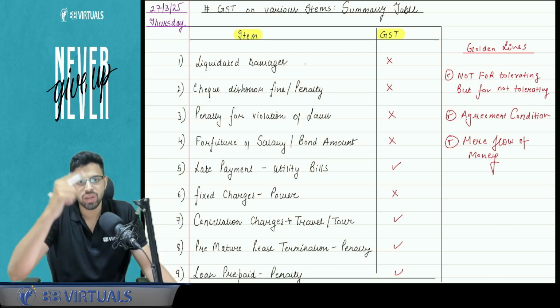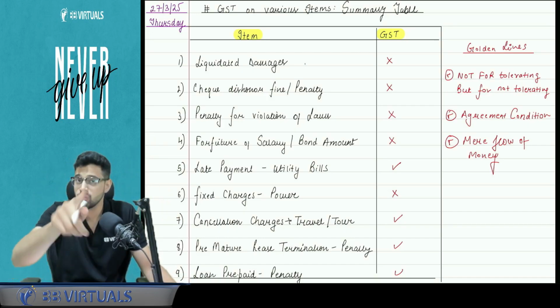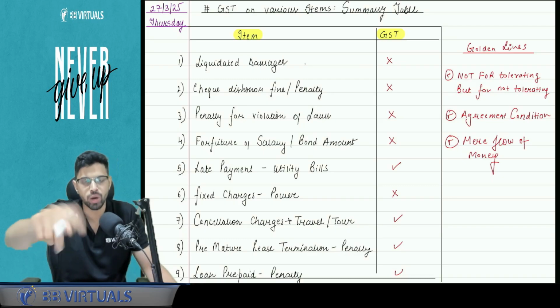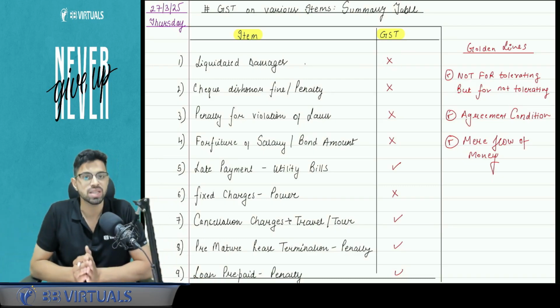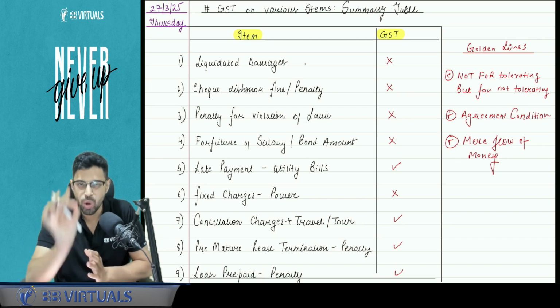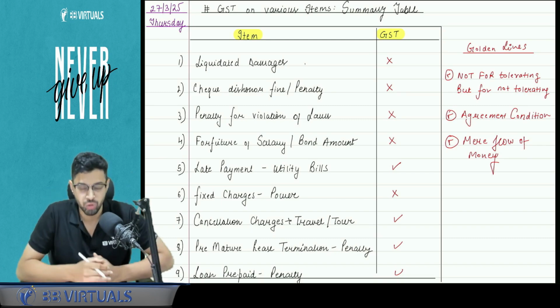Now the question comes whether that amount is a consideration or not, because if you say yes, then it will be under GST. If you say no, it will not be under GST. So for liquidated damages, the answer is no, this is not under GST. I will give you a golden line for it. This golden line that I'm going to state needs to be a part of your answer.